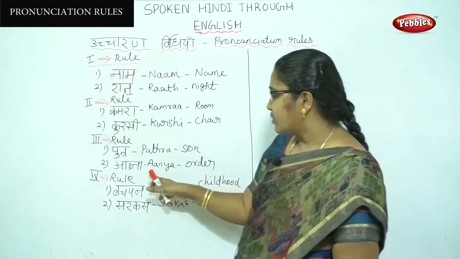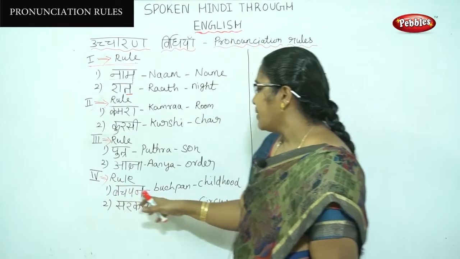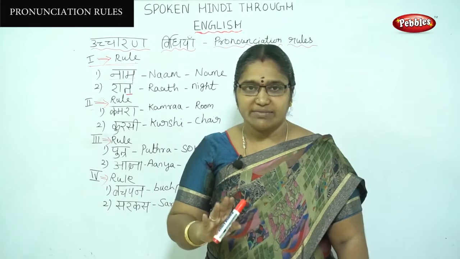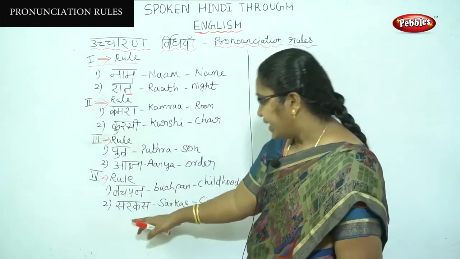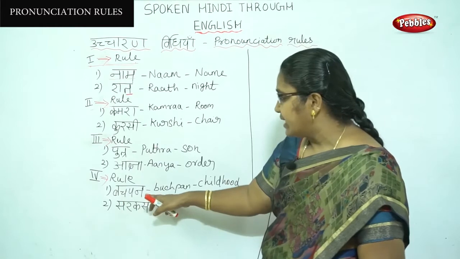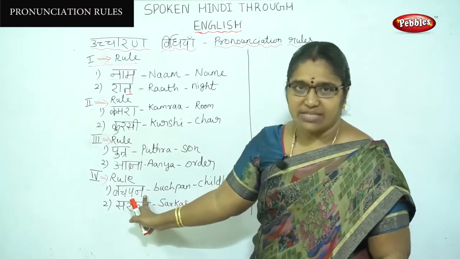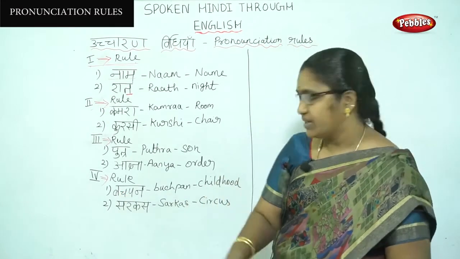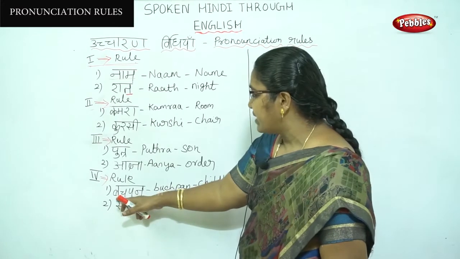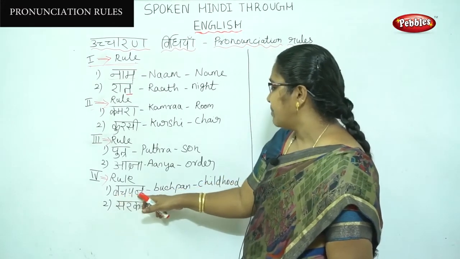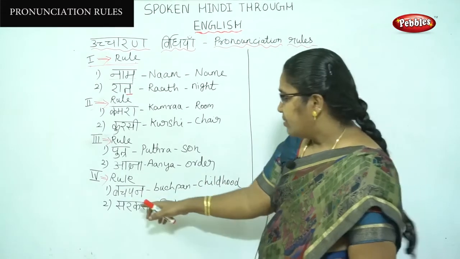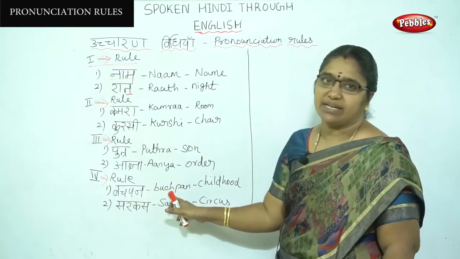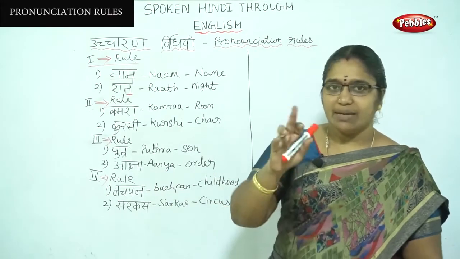Okay. Next, we have to go to the fourth rule. Here, in this rule, we are having 4-letter words. If the second letter and the fourth letter are consonants, like a short sound, let us spell the word: ba, cha, pa, na. But the pronunciation is bachpan.